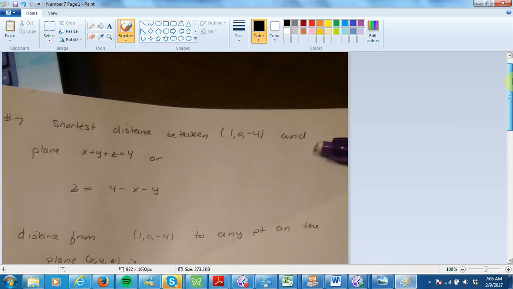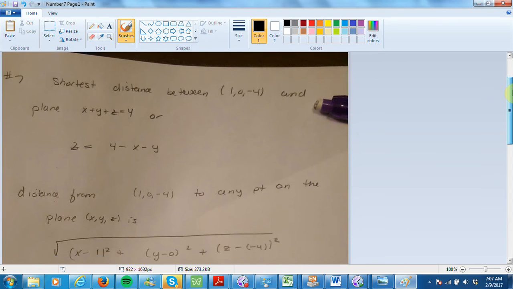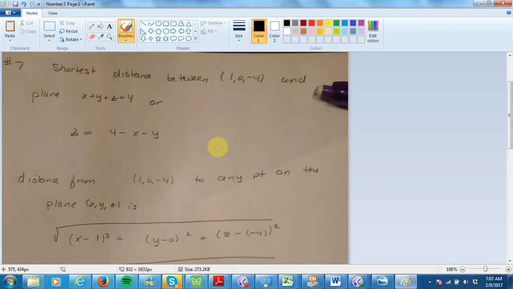Okay, let's take a look. So you're supposed to find the shortest distance between a point and the plane, and these points might be different for you. The plane I can solve for z, so it's z equals 4 minus x minus y. And if I have an arbitrary x, y, z on the plane, then I can calculate the distance between the point and the plane by the distance formula.